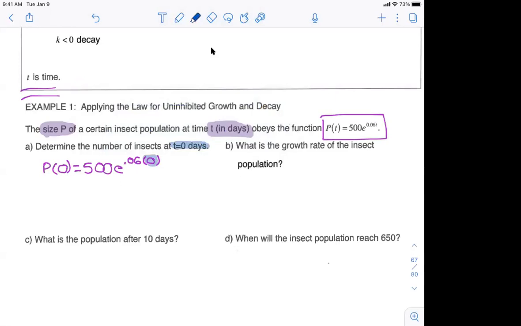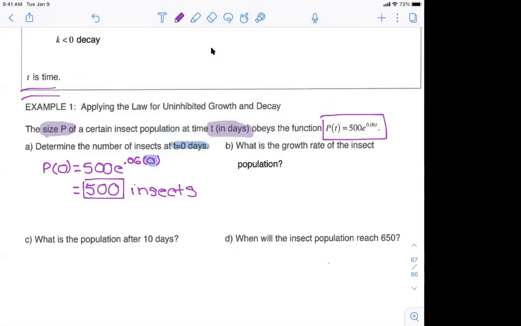We're going to go ahead and use your calculator, or it's fine if you don't, either way, because we know that 0.06 times 0 is 0, and e to the 0 is 1, and 1 times 500 is 500. Again, you can also just use your calculator. So the number of insects is going to be 500 insects.